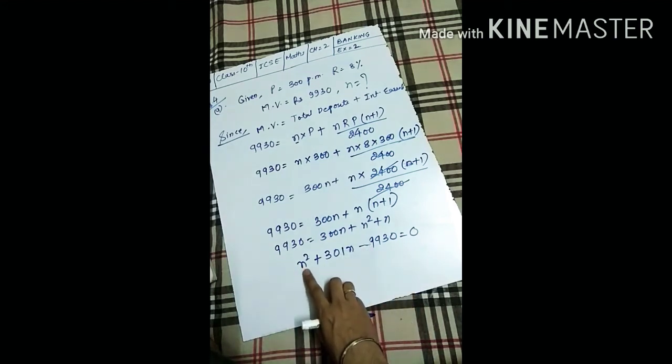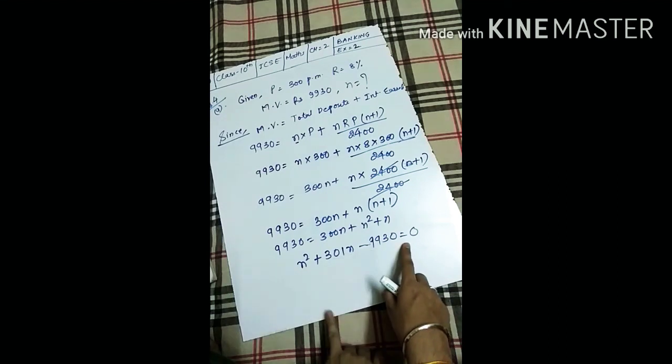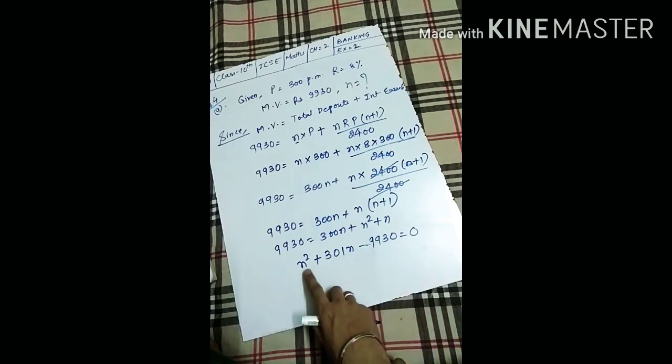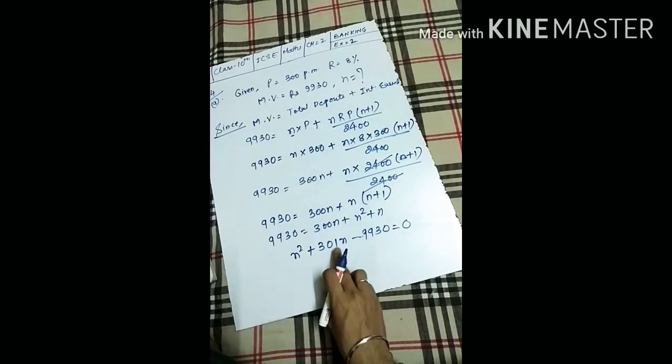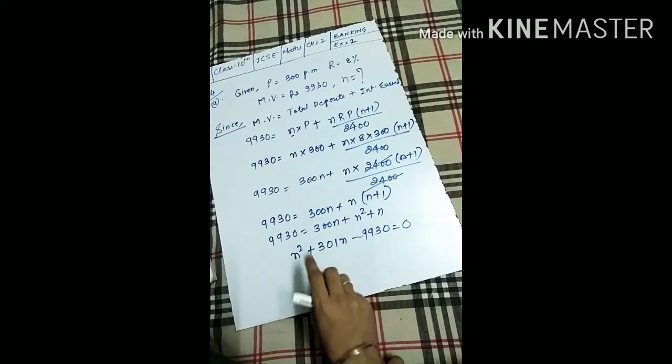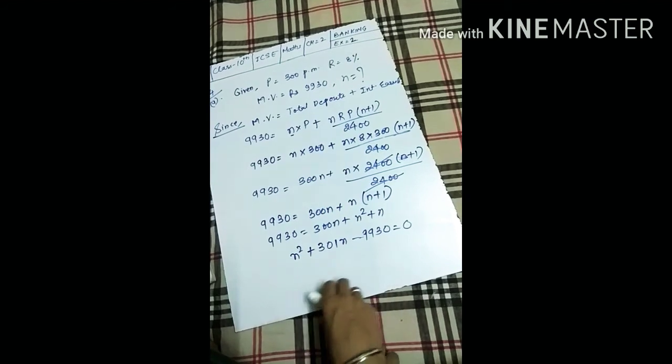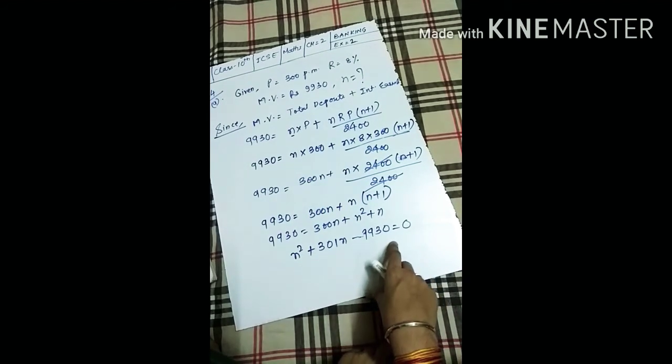In the ninth class we have done such type of question, where we found the value of x, y, whatever. So here also we have to find the value of n. Here we will get two values of n, because the degree of this equation is 2, so the number of solutions will also be 2. Let us find the two values of n. This is a quadratic equation.